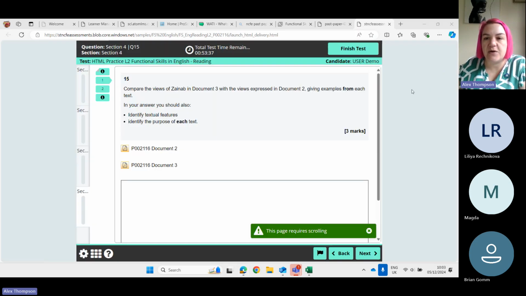So this particular question is worth 3 marks. And what it's asking us to do is to compare the views of one person in document 3 with the views in document 2, giving examples. And this is one of the key words because it's a reminder that we need to be adding quotes into our answer.